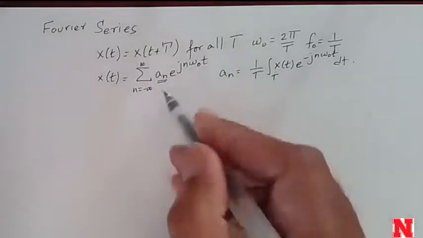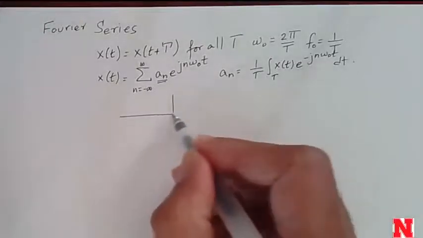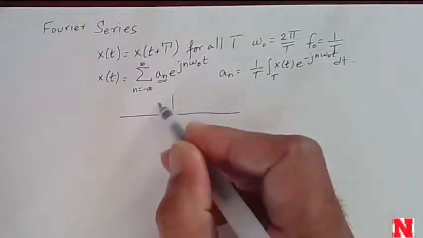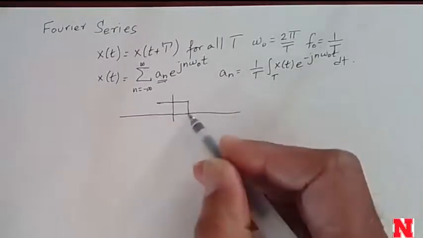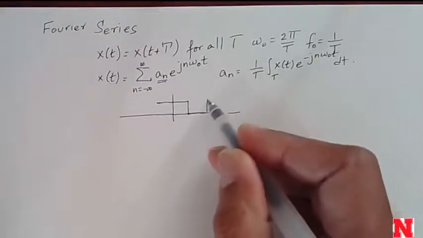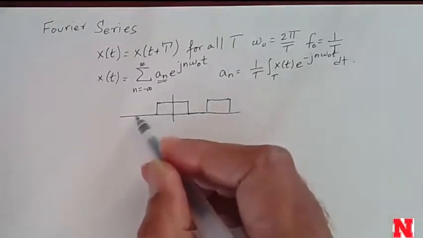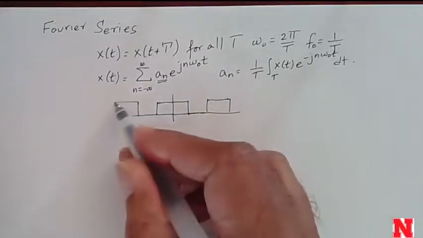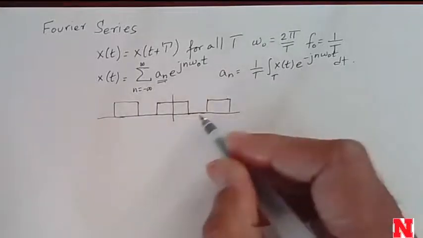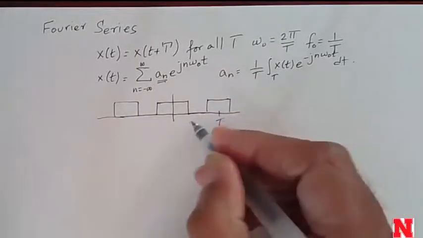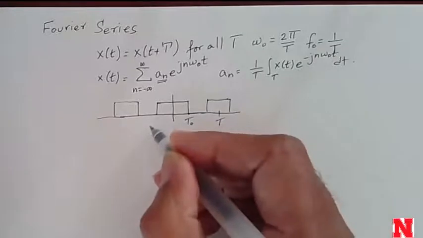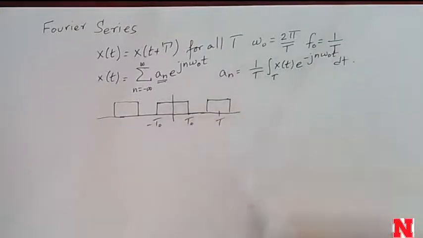And the last time what we did was we took a square wave, which had a duty cycle of 2 t0 and the period of cap T. So this is cap T, this was t0 and minus t0, and we came up with the coefficients for this.